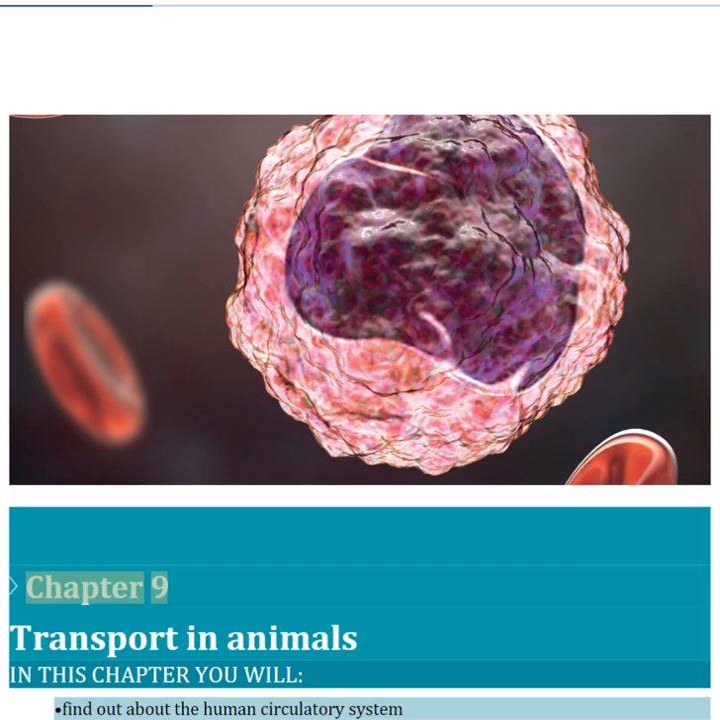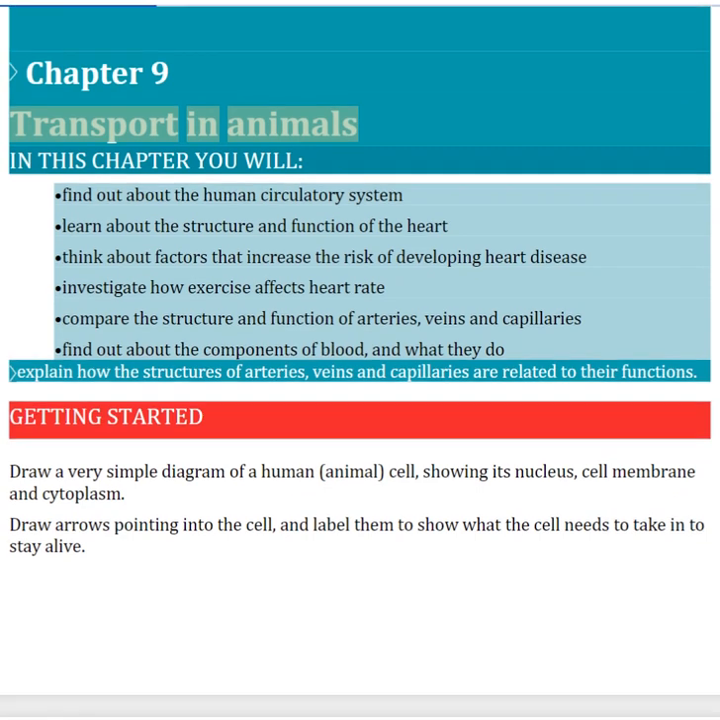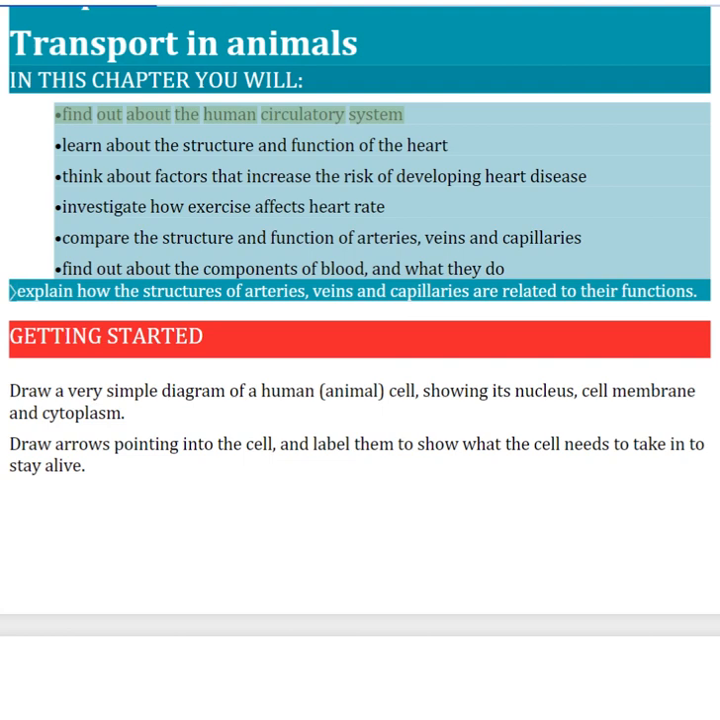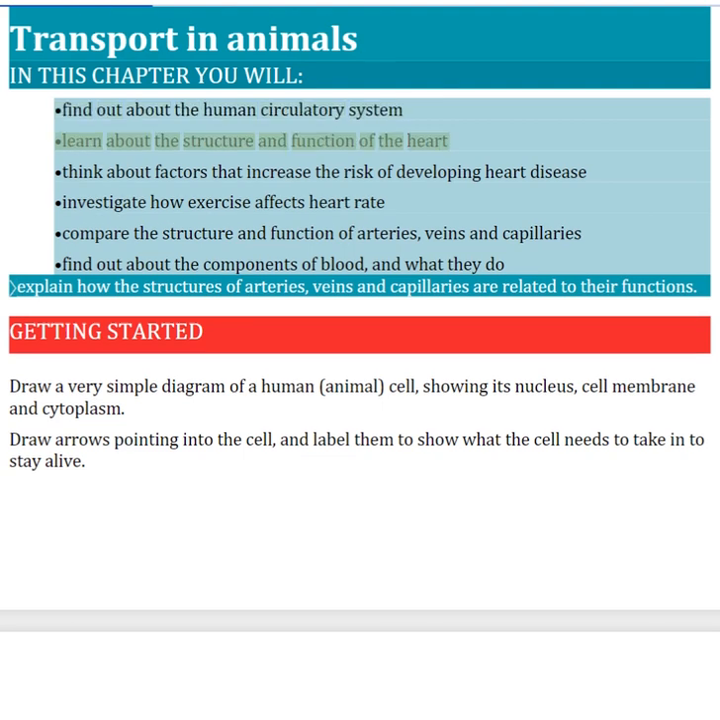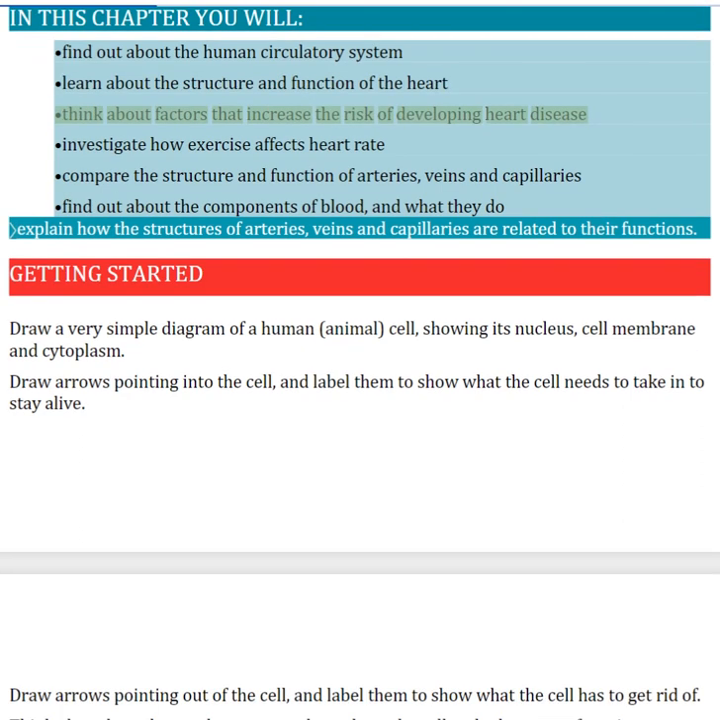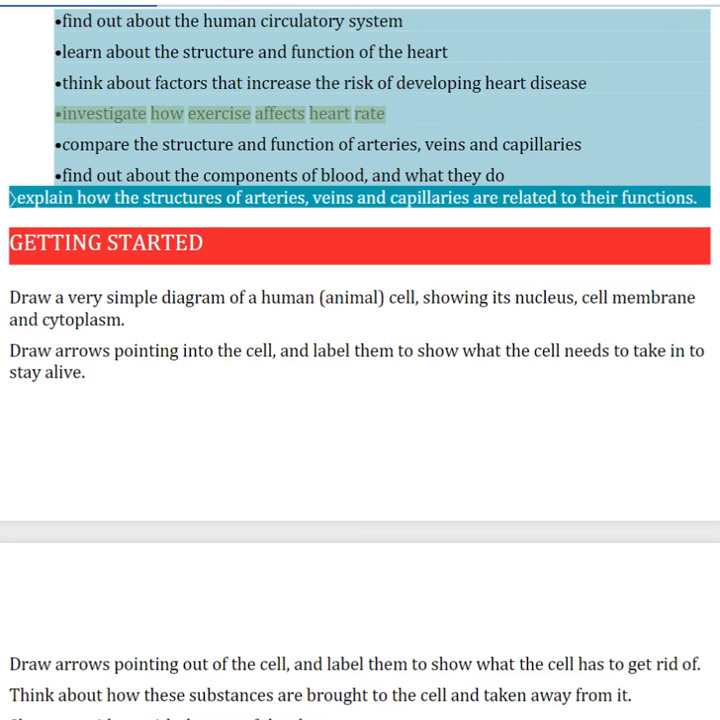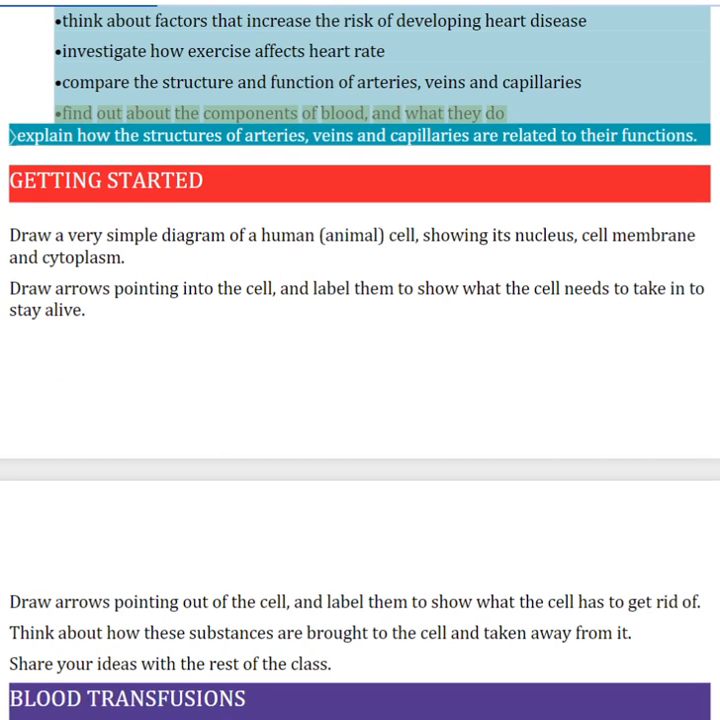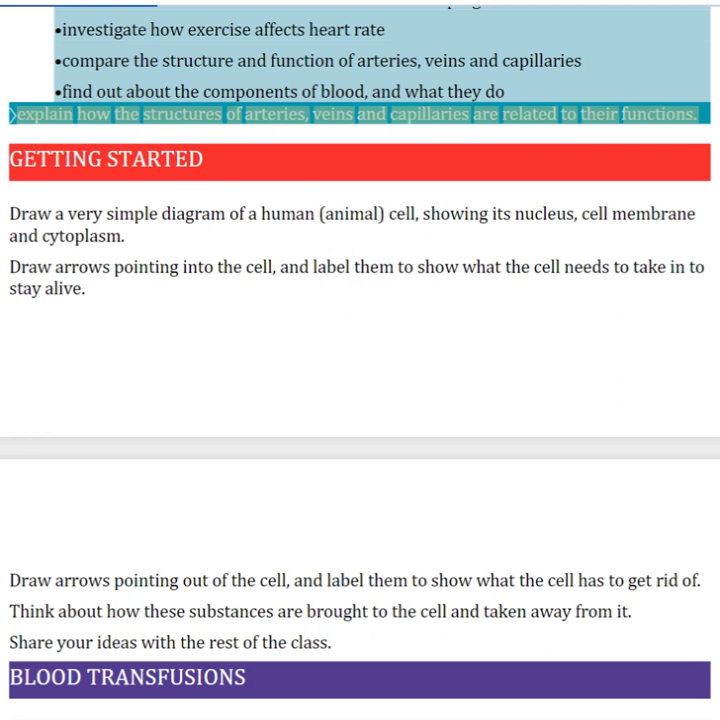8.3. Chapter 9. Transport in animals. In this chapter you will find out about the human circulatory system. Learn about the structure and function of the heart. Think about factors that increase the risk of developing heart disease. Investigate how exercise affects heart rate. Compare the structure and function of arteries, veins and capillaries. Find out about the components of blood and what they do. Explain how the structures of arteries, veins and capillaries are related to their functions.